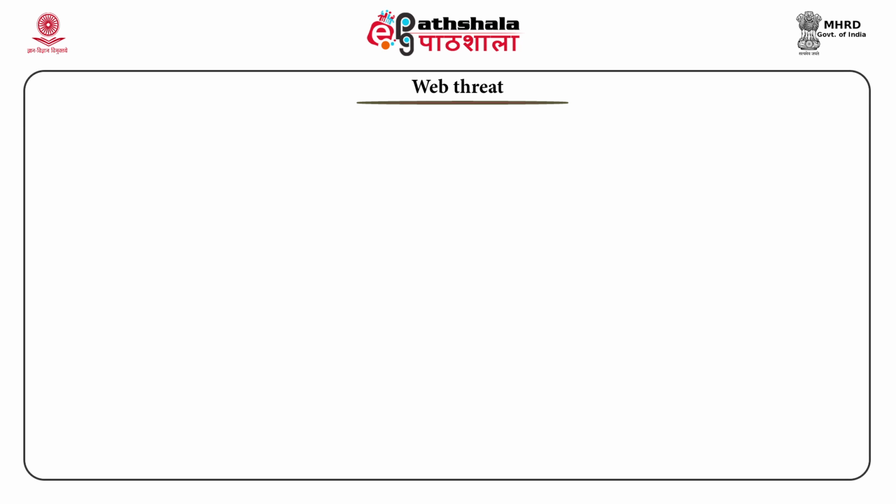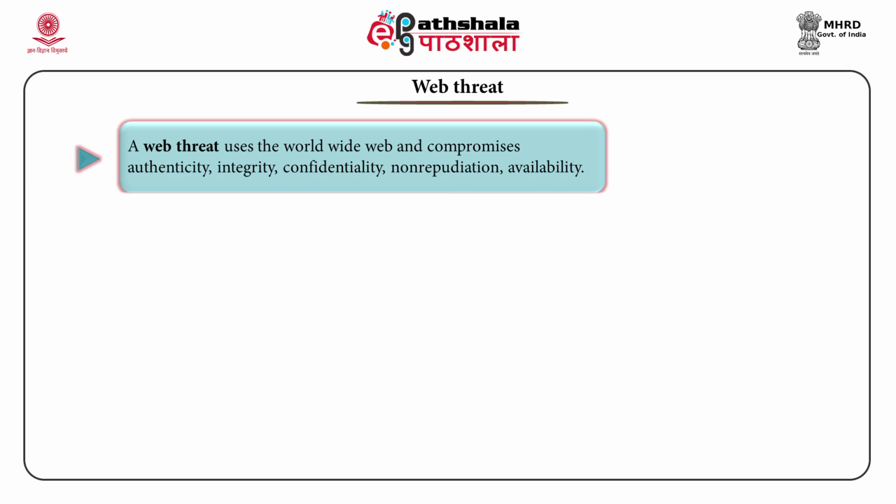First, the key term is web threat. Web threat is the threat which is done via the World Wide Web and which compromises authenticity, integrity, confidentiality, non-repudiation and availability. Keep in mind, when we are talking about security, there are 5 parameters that must not be compromised. Once again I will repeat: authenticity, integrity, confidentiality, non-repudiation and availability.